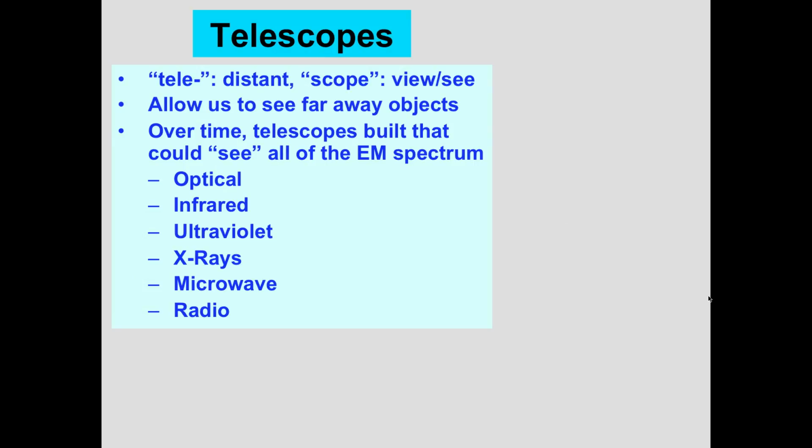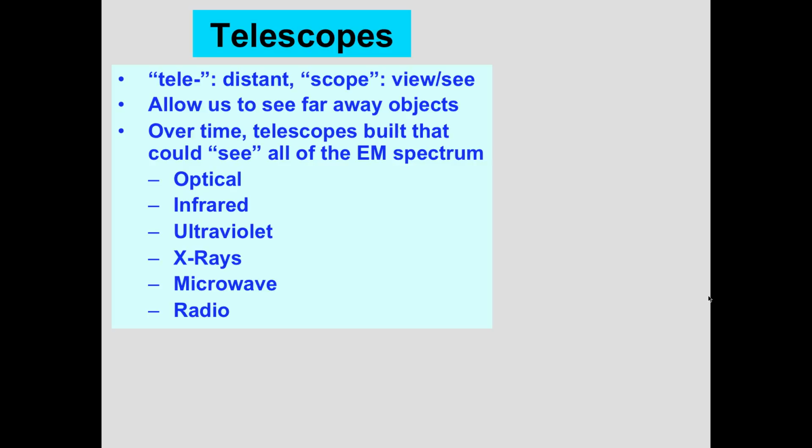A telescope is, well, tele comes from the root word for distant. Telescope, telephone. Phone means sound. You're getting sound from far away. You can hear something from far away. A scope means to view something. So a telescope allows us to see far away.